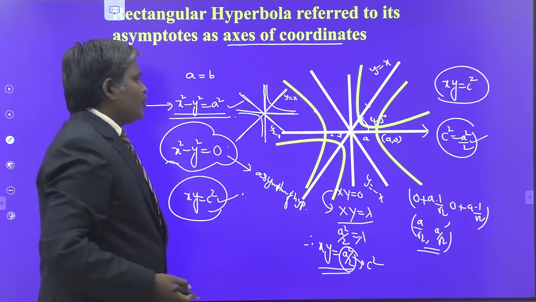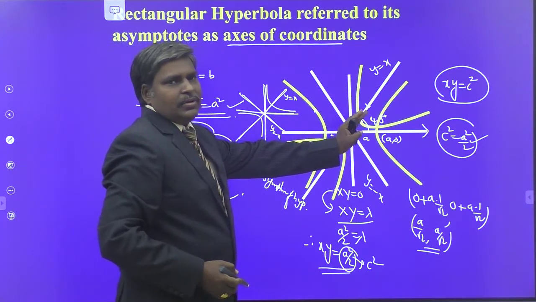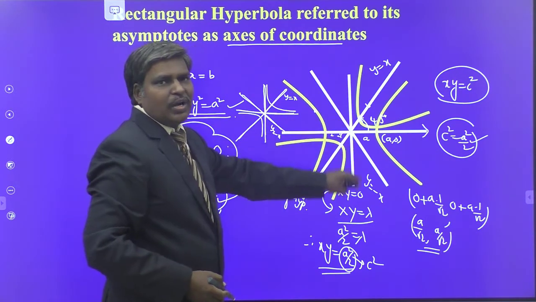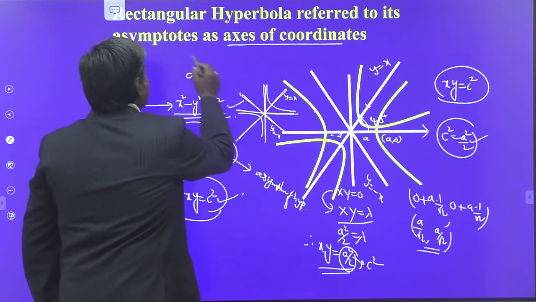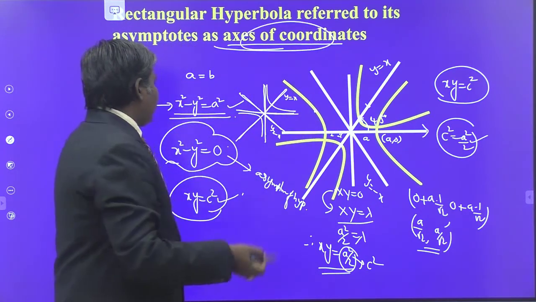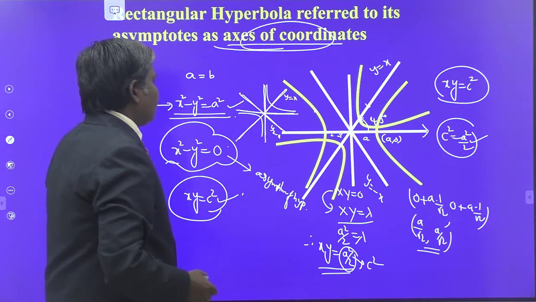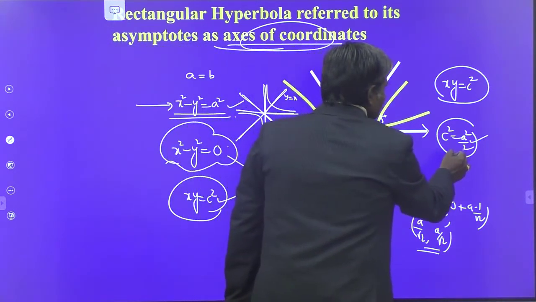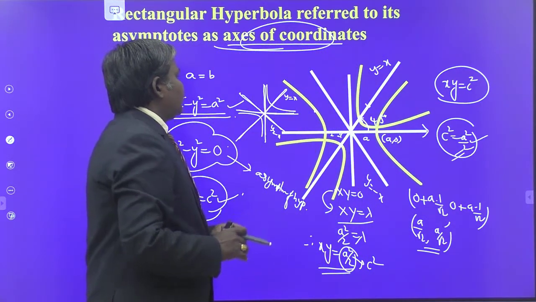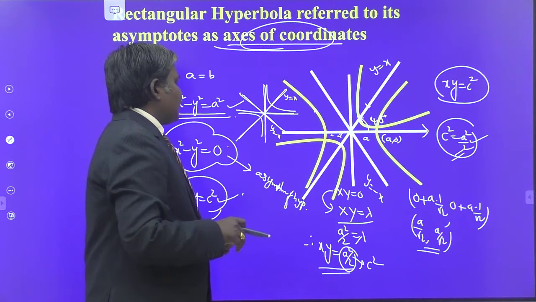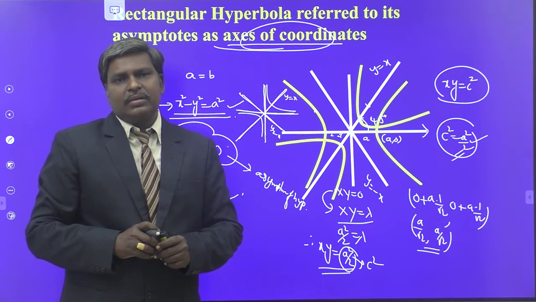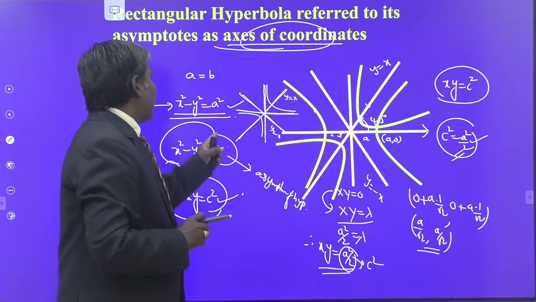Understand? So you are just rotating the axes through an angle 45 degrees, then your coordinate axes coincide with what? Asymptotes. So your asymptotes are the coordinate axes. Therefore your standard equation is what? Xy equal to c square, where c square is equal to a square by 2. This is the derivation of xy equal to c square, which is obtained from the equation x square minus y square is equal to a square, that is the rectangular hyperbola.